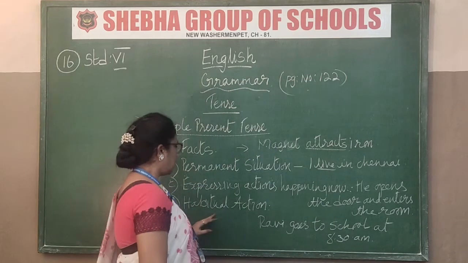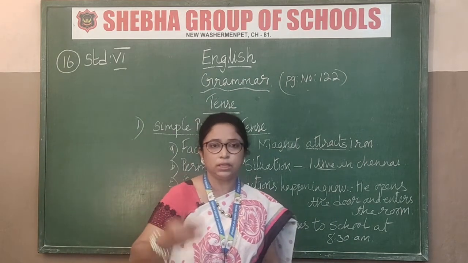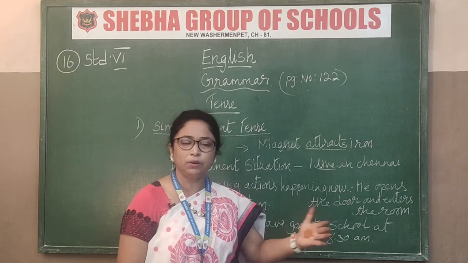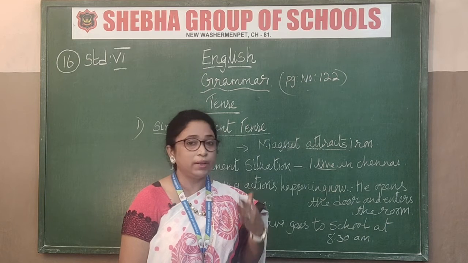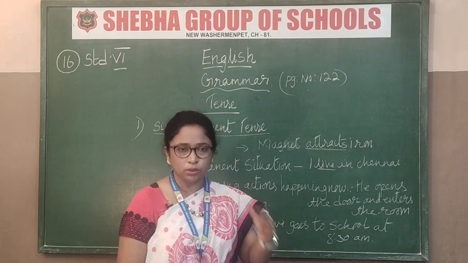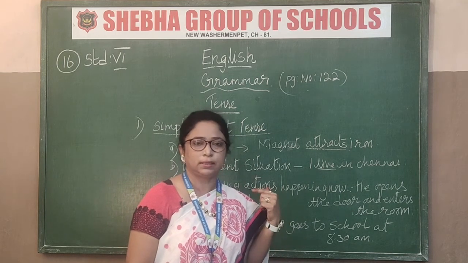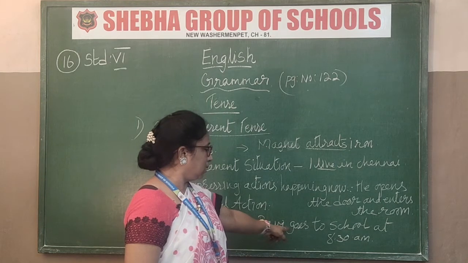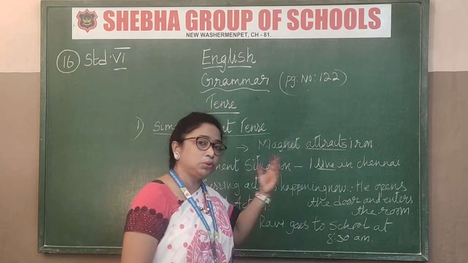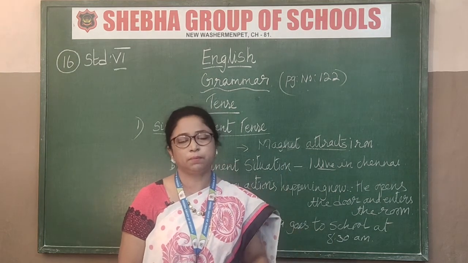Our next one is habitual action. What is habitual? Every day, the daily routine. Every day you come to school at what time? Every day I come to school at 8:30. That is habitual. That is also present tense only. I used to come, that is past tense. See there, Ravi goes to school at 8:30. Ravi used to go to school is past tense. Now, goes to school is simple present tense.